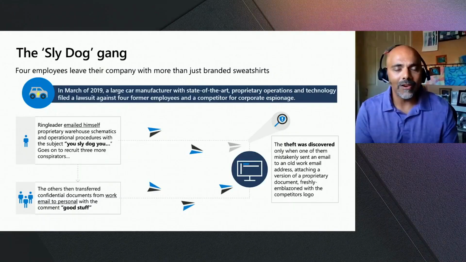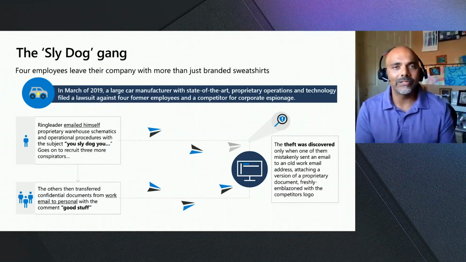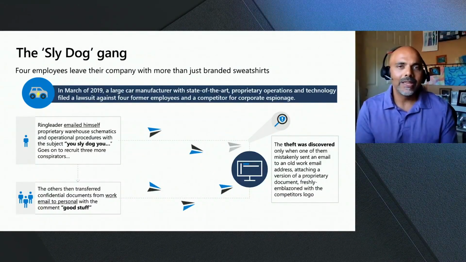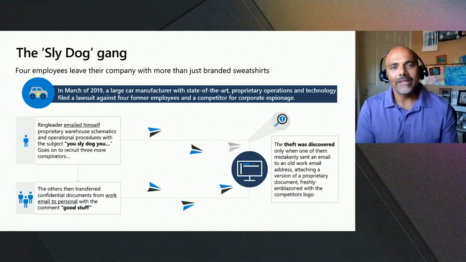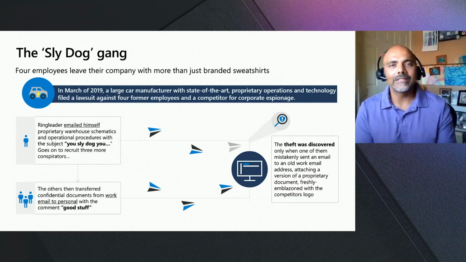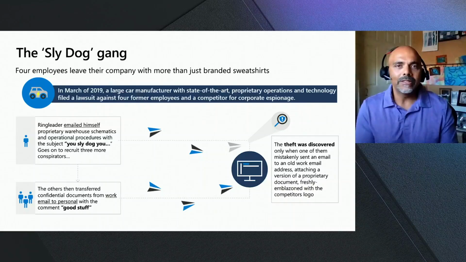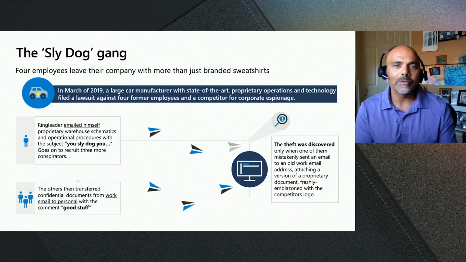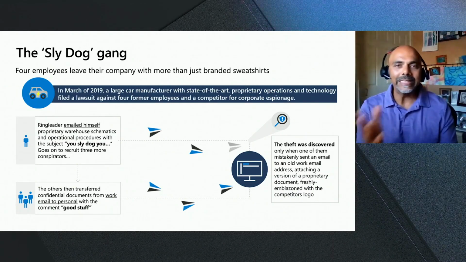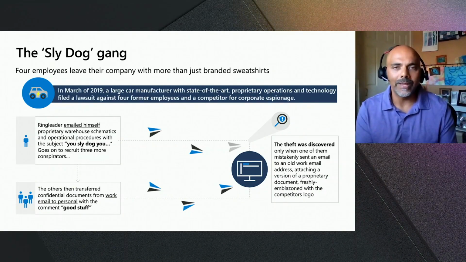it's stealing information, such as the Sly Dog gang, which was from another organization. What these individuals did was they stole intellectual property by emailing it to themselves. And then they went to a competitor. The interesting thing about this particular case is that it's not just a malicious threat where you've got somebody stealing information, but the only way the car manufacturer found out about this was when the information that these individuals had stolen was inadvertently leaked from the competitor to whom they went.